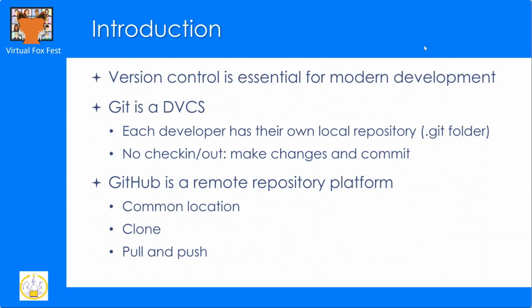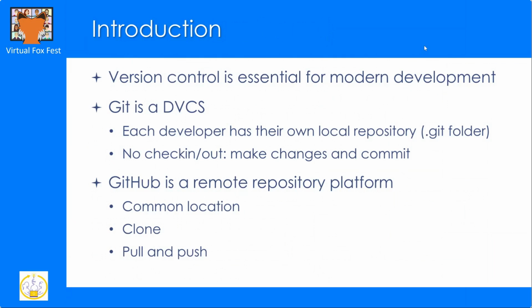Git is a modern version control system, sometimes called a distributed version control system, or DVCS. The idea is that every developer has their own local repository. There is a central one as well that we'll talk about in a minute, but every developer has their own local copy of the repository in a .git folder. There's no check-in or check-out. You make changes, you commit them, you deal with any conflicts. You deal with the remote repository, but basically it's distributed.